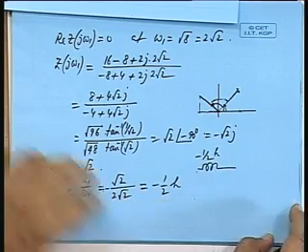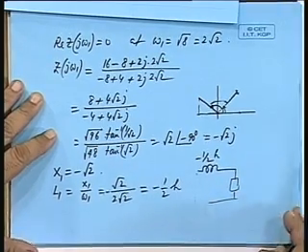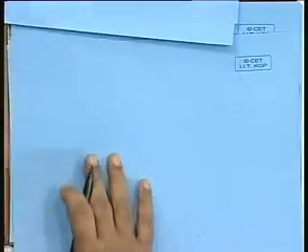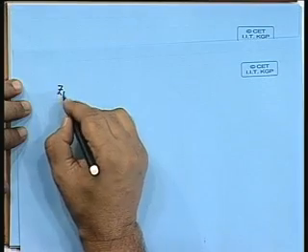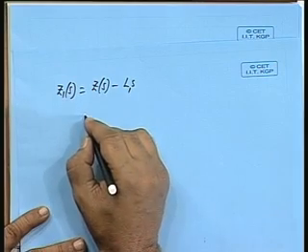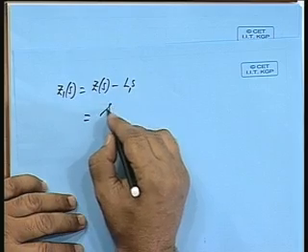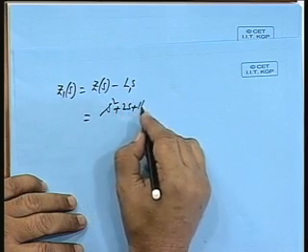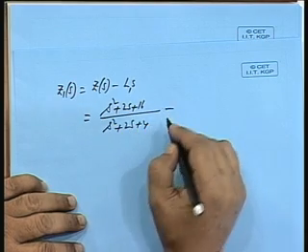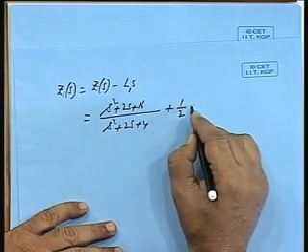So, once you have identified this, then you go for the next impedance Z1. What is Z1(s)? Z1(s) is Z(s) minus L1 s, which is nothing but, what was Z(s)? s squared plus 2s plus 16 divided by s squared plus 2s plus 4, minus L1 s. L1 is minus half. So, minus and minus will make it plus half s.